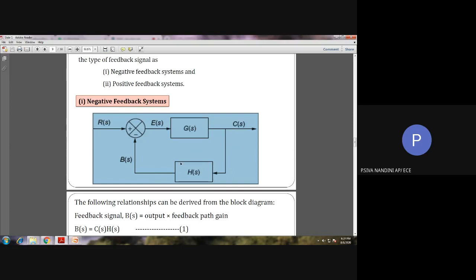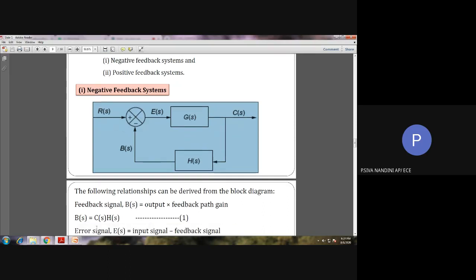So in the feedback path, we are giving a function and this function is known as feedback path gain. So this H of S is nothing but the feedback path gain. So we can obtain B of S as C of S into H of S. Like this we have equation 1, which is B of S is equal to C of S into H of S. Next we shall see the error signal.